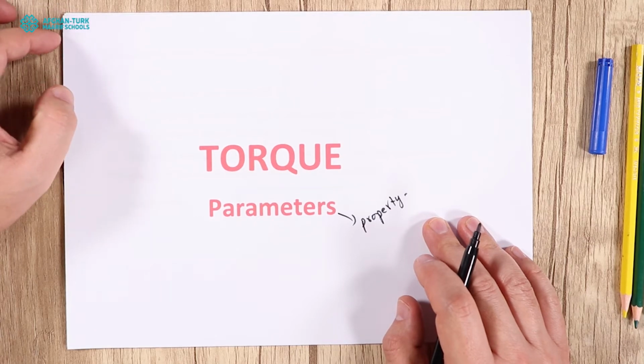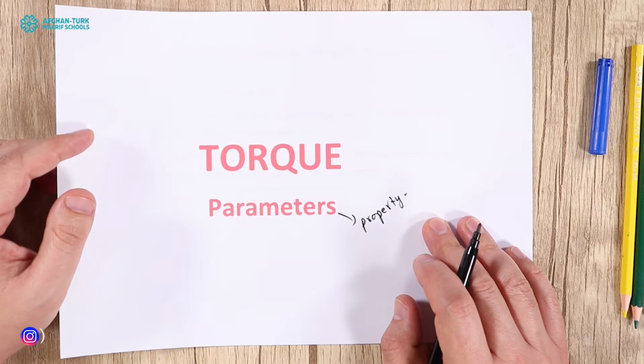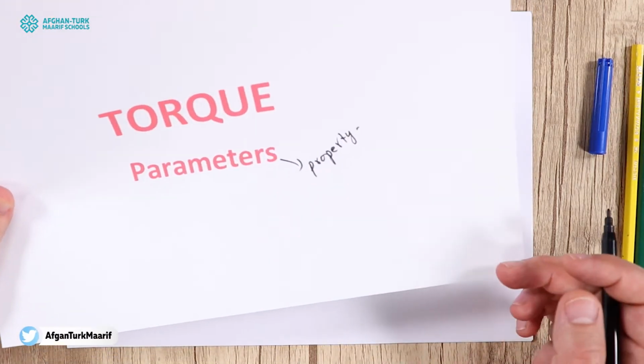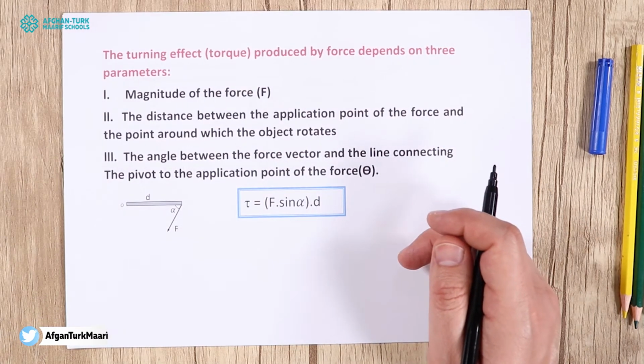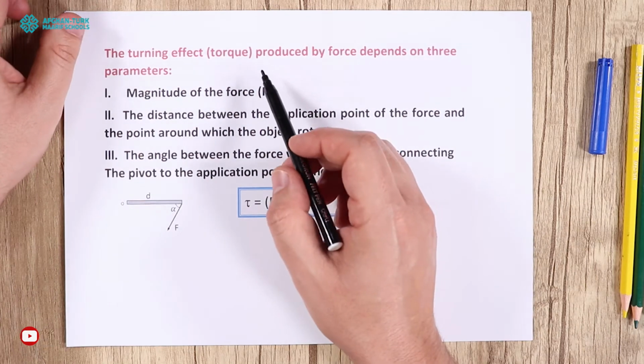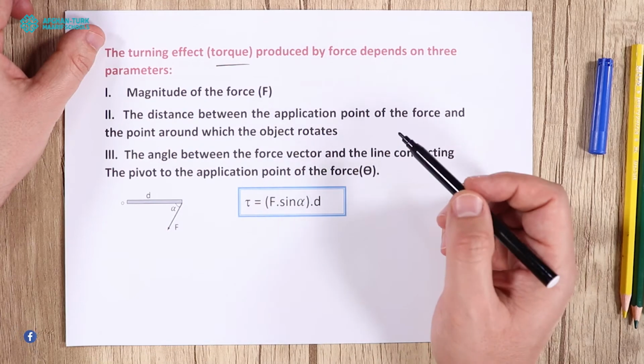Okay, let's see one by one under what cases the torque will be zero, more, or less. Let's see one by one the parameters or properties of the torque. The turning effect, meaning the torque produced by the force, depends on three parameters.